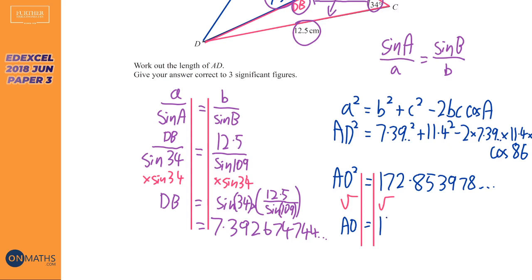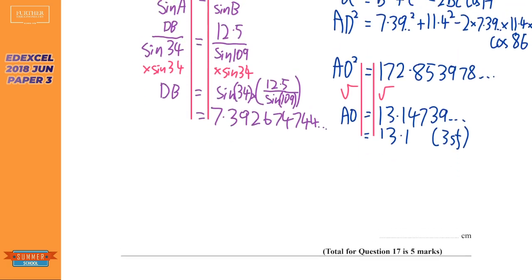And that gives us the answer of 13.14739 blah blah blah. And it says it wants it to 3 significant figures, so 13.1 to 3 significant figures. And let's just see if there's an answer bit here.